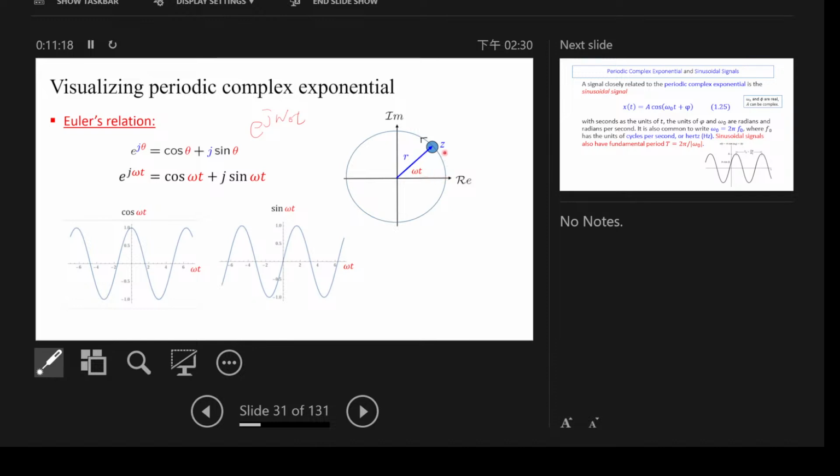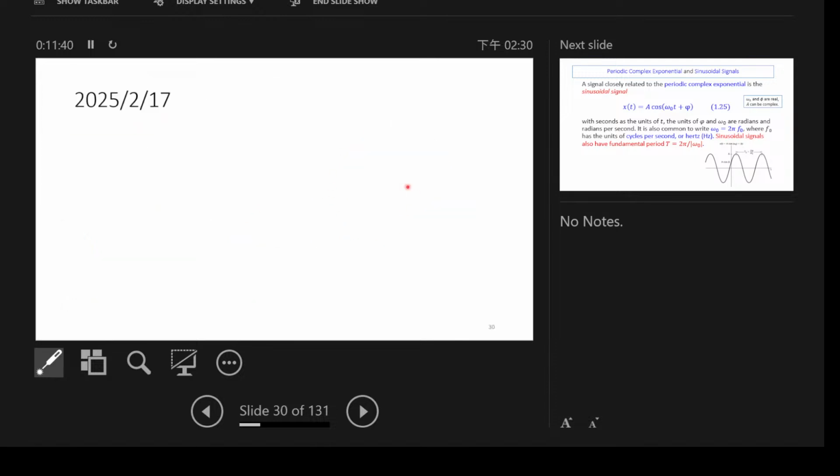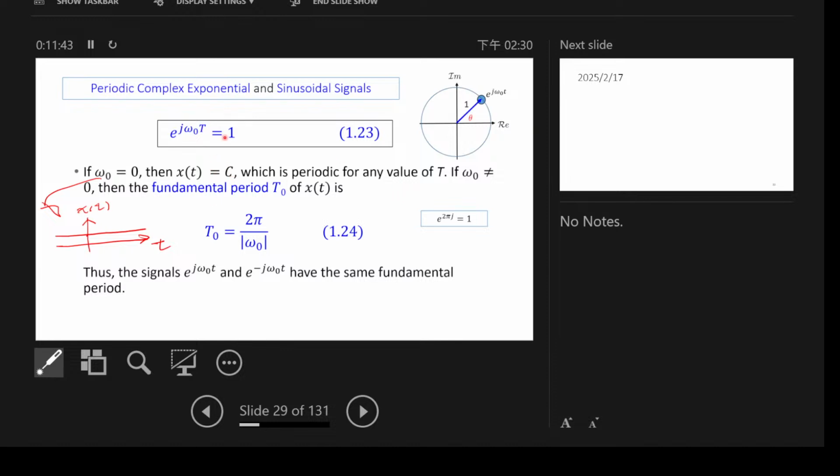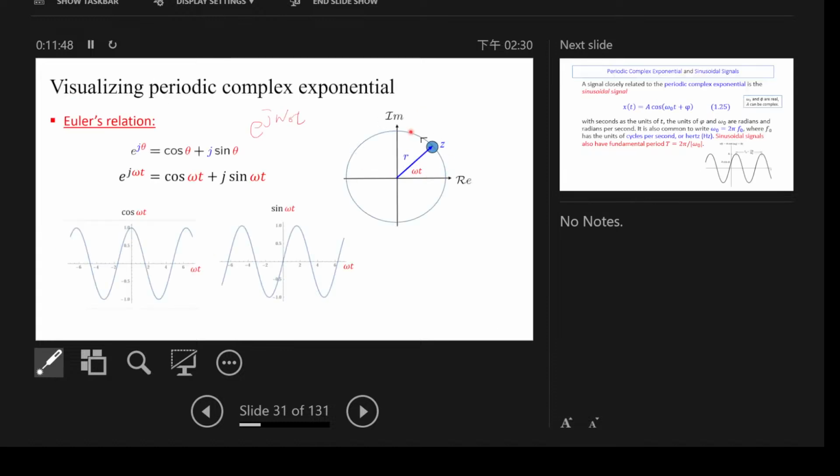So when t goes from minus infinity to infinity, you see that the number just keeps walking on this circle. In particular, when t equals 0, theta equals 0, and your function has a value here. Then when omega 0 t becomes 2 pi, you reach your fundamental period. You walk one circle back to this point, and you complete the period.